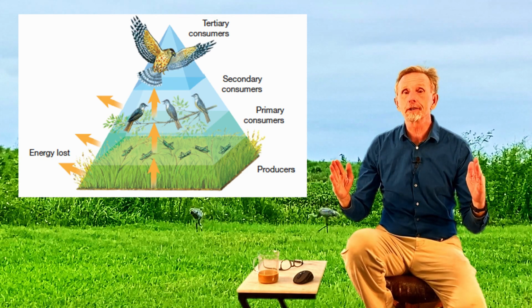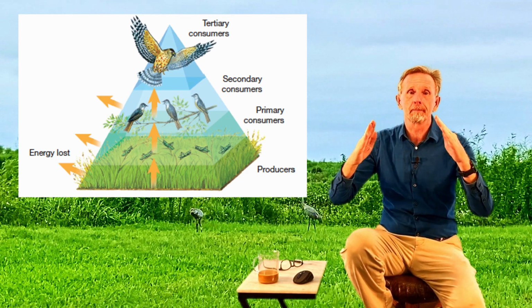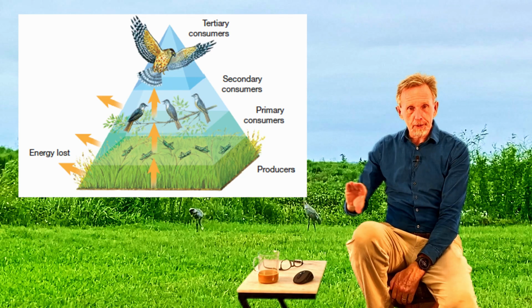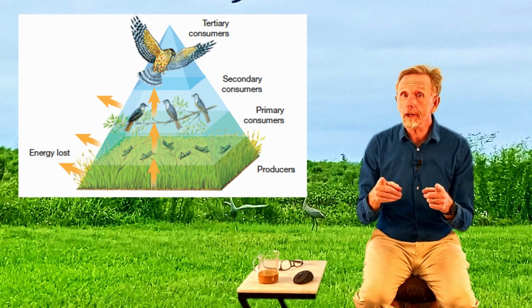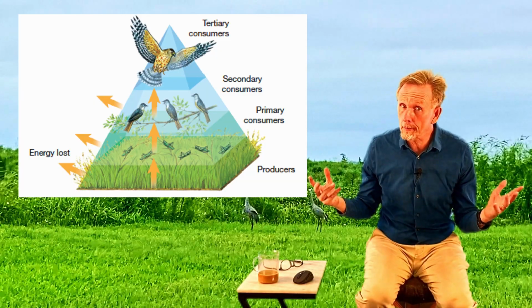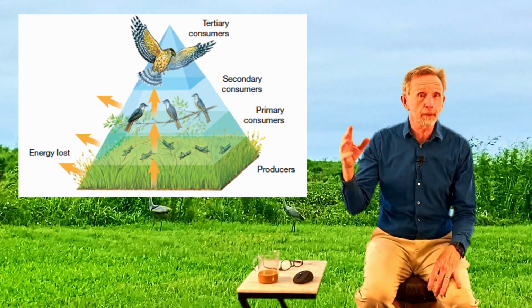So we get an energy loss each step up. Have a lot of energy in the grass, but as the grasshoppers eat the grass, a lot of the energy isn't going to making the grasshopper big and fat. It's going to the grasshopper jumping and hopping and chirping and doing whatever grasshoppers do. The birds eat the grasshoppers, and all of the grasshopper energy doesn't go into the bird. A lot of it's just going into the bird being able to fly and go about its daily business. So we have an energy loss in the system.